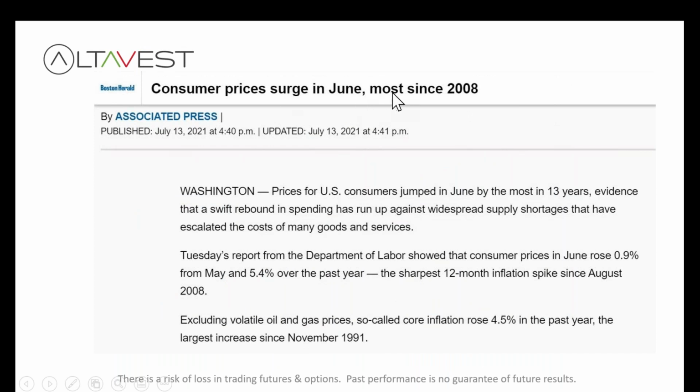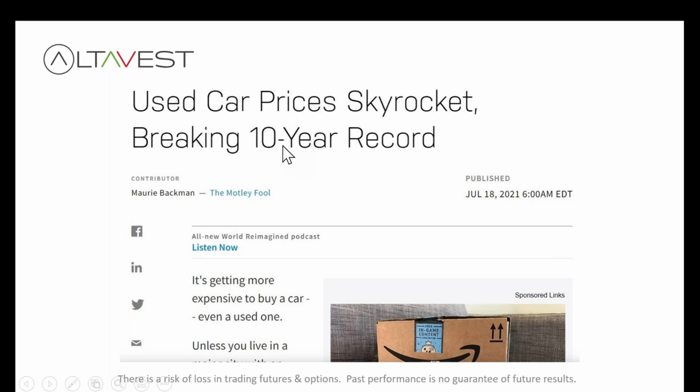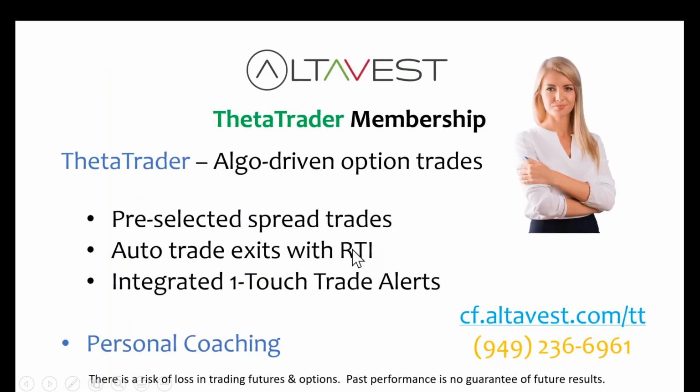Consumer prices surged the most in June since 2008. Used car prices breaking 10-year record. Anyway, so here's the Theta Trader membership. It's the algo-driven options trades, pre-selected trades, automated trade exits with that RTI.